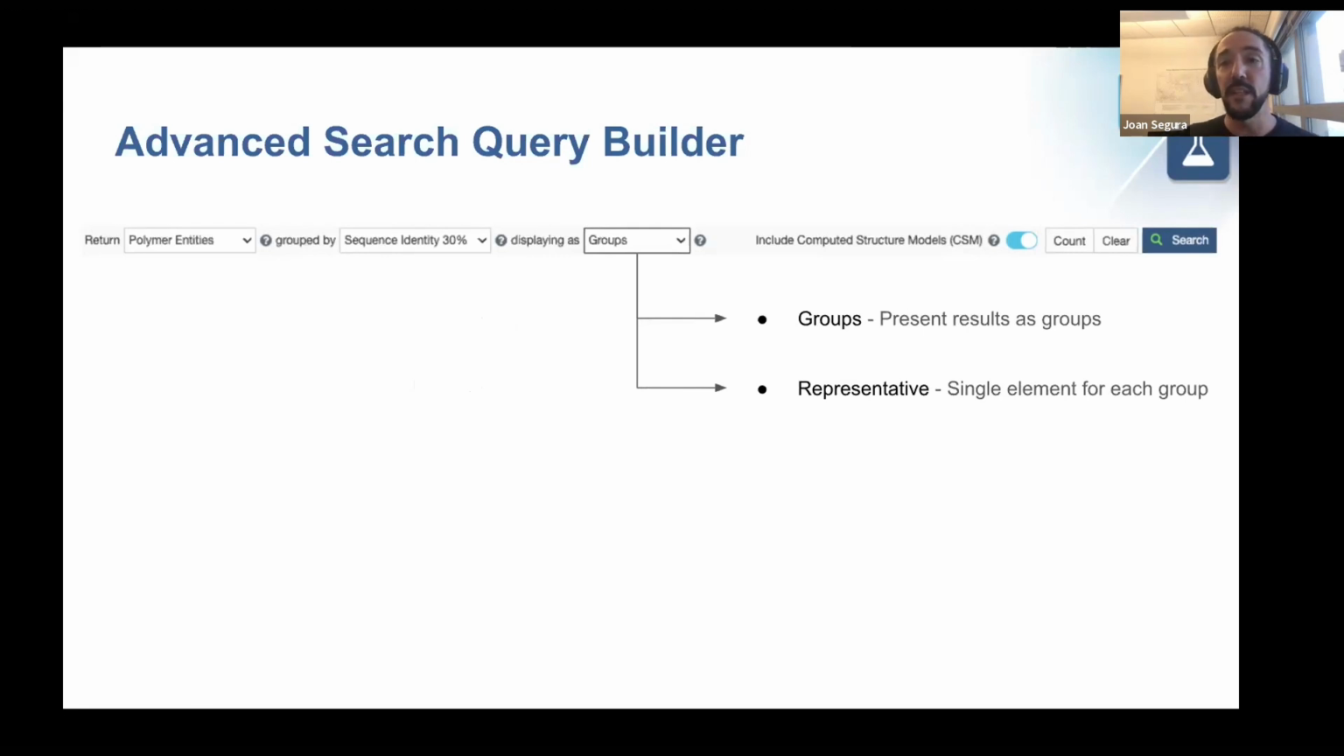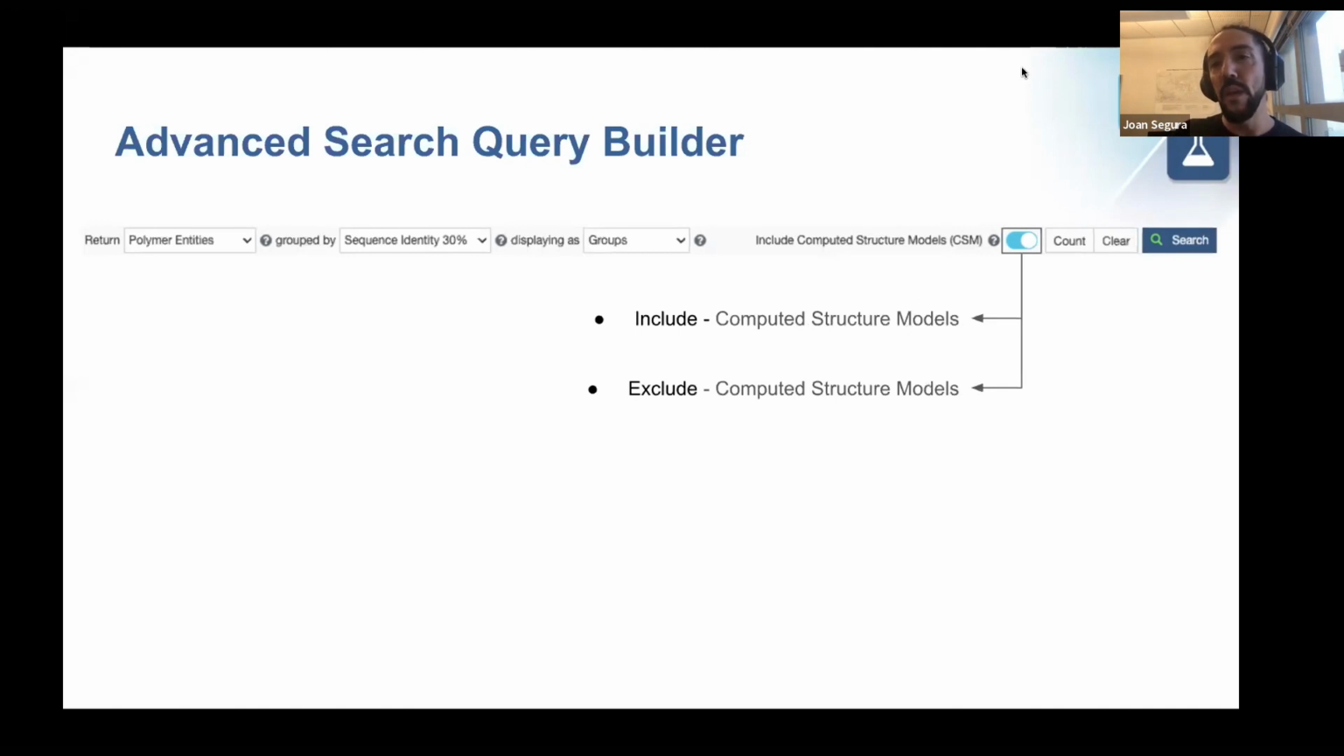Or in some other situation, I am interested in knowing what is going on. I need an overview, not only of my protein of interest, but also of the related proteins. So you will be able to display the results as groups of proteins and not as single items. And finally, we have here the switch to include or exclude computational models.